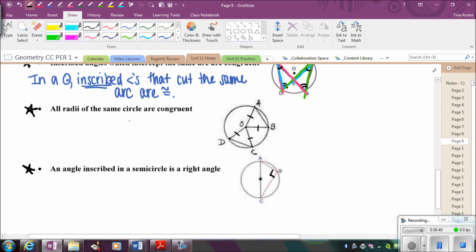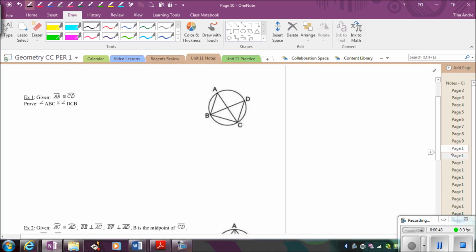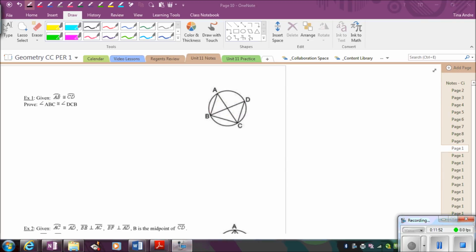So these last three you can't really shorten in symbolic form, so you're really just going to have to write these ones out. So let's go ahead and see how these are used in proofs. In this example, they give us arc AB is congruent to arc CD. So these two arcs right here are congruent.